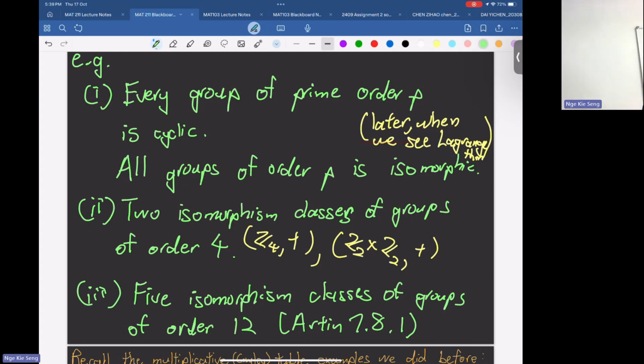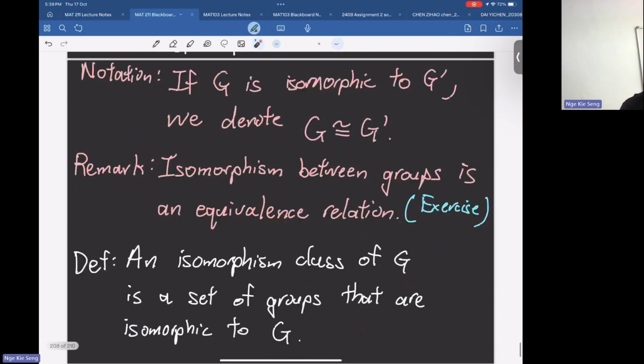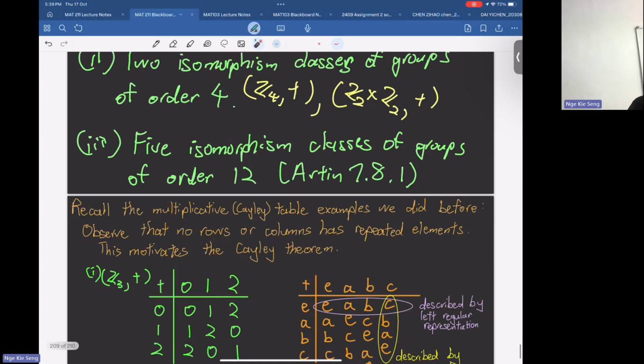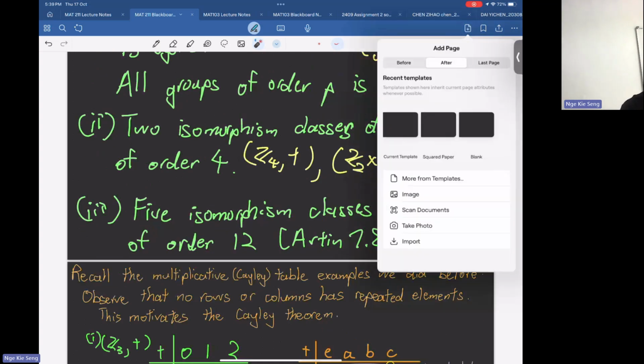Okay, but first two, I guess we can expand later using what we learned. So these are coming soon. Okay, should we learn to prove some two groups are isomorphic? So let's do some concrete example.